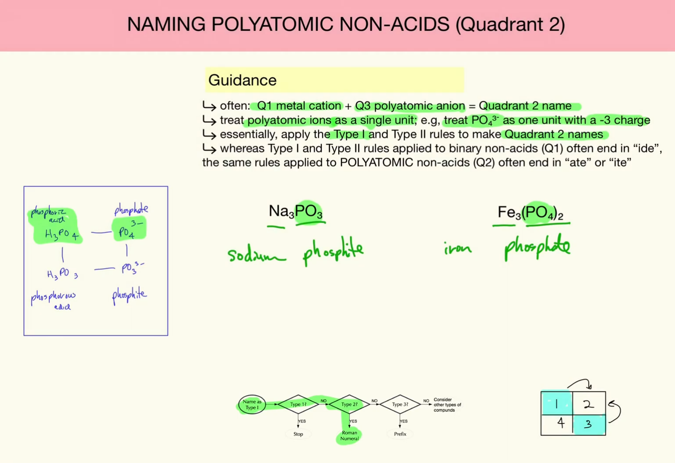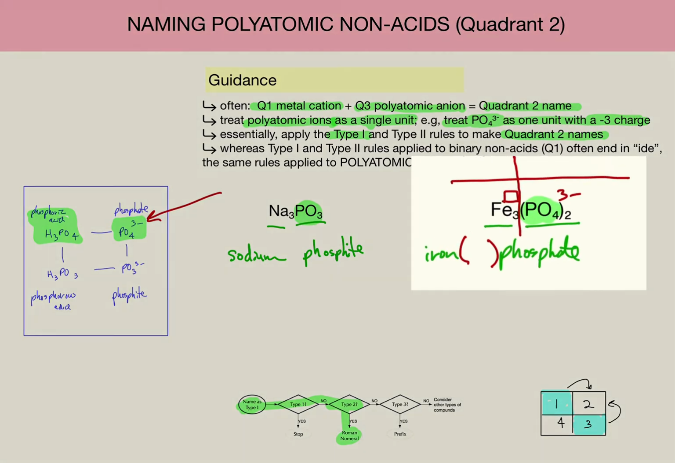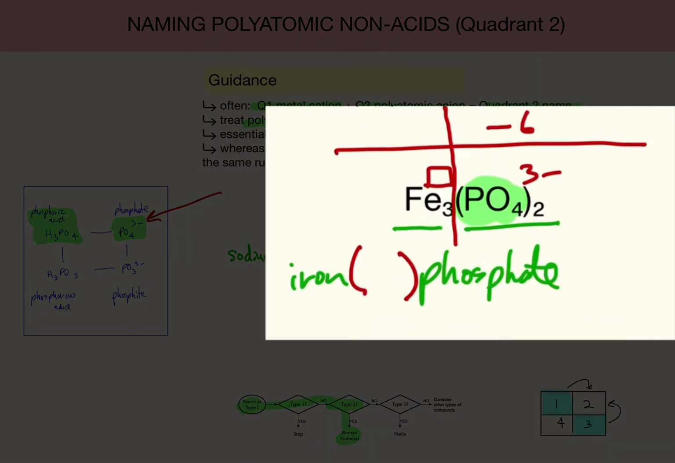So what do we need now? A Roman numeral. That means we have to know the charges. We are looking for the charge on the iron. We know phosphate has a 3-, and we have 2 of them. 2 times -3 is -6. What will equal 0 with -6? That's got to be +6. And 3 times what equals 6? 3 times 2. Therefore, this material is iron(II) phosphate.